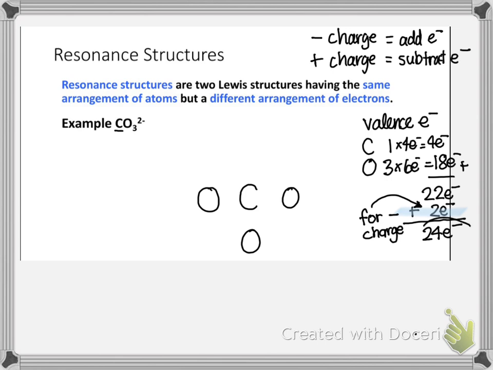Okay, so now this is our total, 24. Everything's the same as we've been doing; that's the only difference if you see a charge. So single bonds, 2, 4, 6. So I use 6 electrons, which gives me 18 remaining. I'm going to take the 18 and add 8. So all the oxygens, if they already have a single bond, need 3 lone pairs. That will give them all 8.